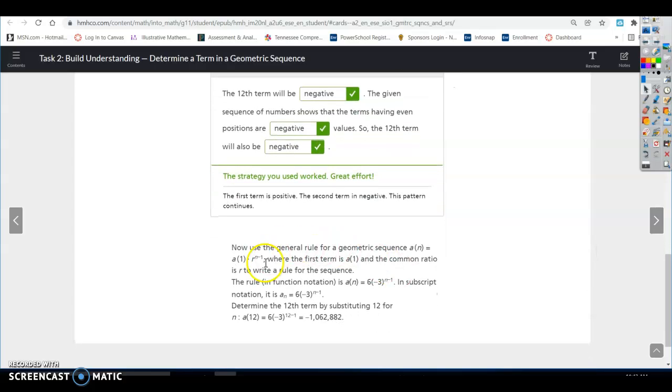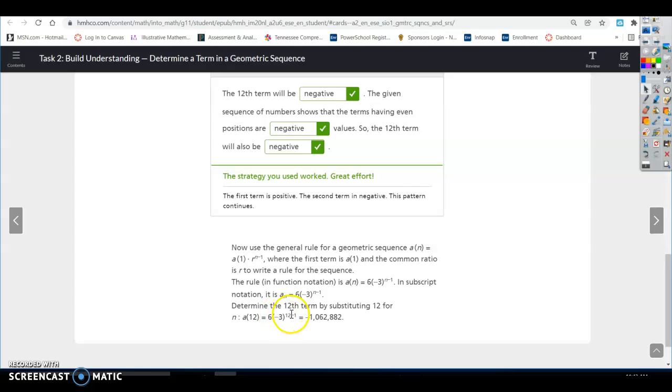All right, so it says now use the general rule for the geometric sequence a of n equals a of 1 times r raised to the n minus 1 power, where the first term is a of 1 and the common ratio is r, to write the rule for the sequence. The rule in function notation is a of n equals 6, that's our first term, times negative 3, which is our r, our common ratio, raised to the n minus 1. In subscript notation, it's a sub n equals 6 times negative 3 raised to the n minus 1.